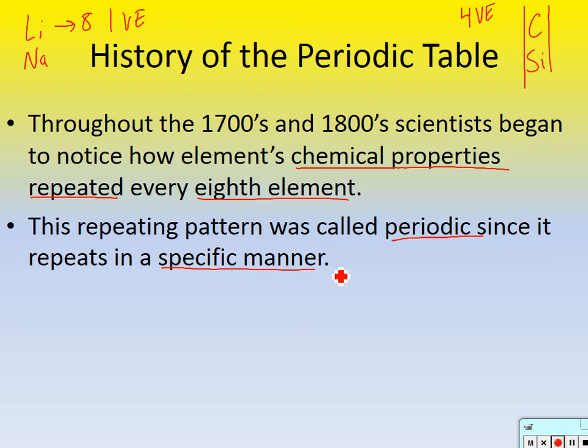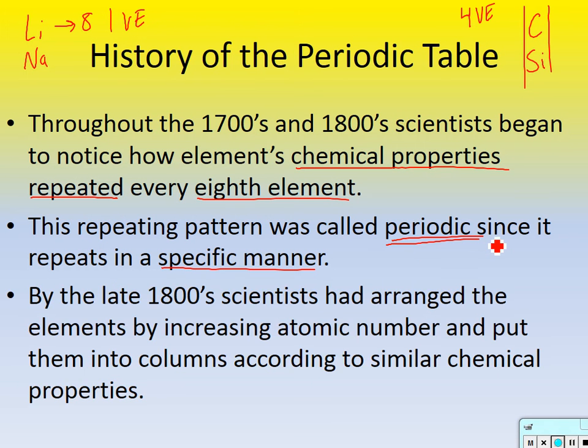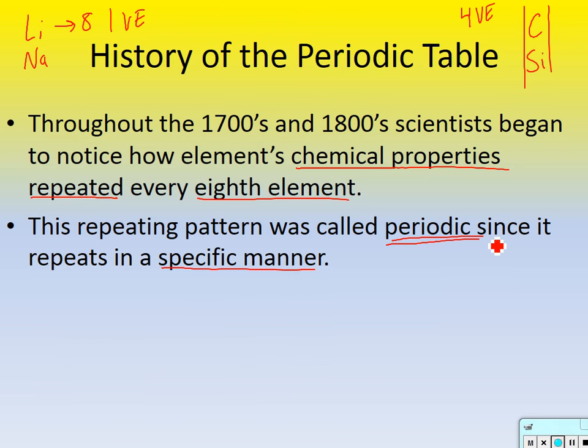What about this? We don't live by the coast, so we're not too familiar with tides, but are tides periodic? Sure they are. What about the phases of the moon? Are they periodic? Yes. And so anything that repeats in a predictable and specific manner we say is periodic. That is why, guys, it's called a periodic table. Every eighth element, the chemical properties repeat themselves. That's why it's called the periodic table.